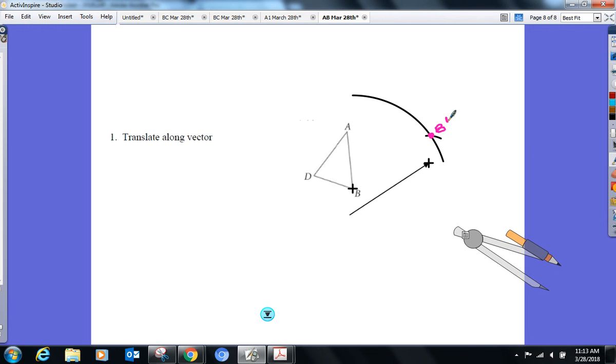And then measure the vector again. Go to A, make your arc. Beginning to A, tip to arc.